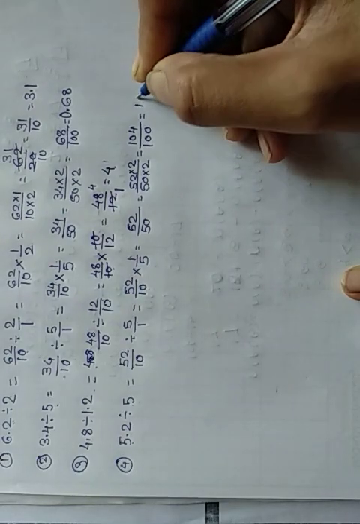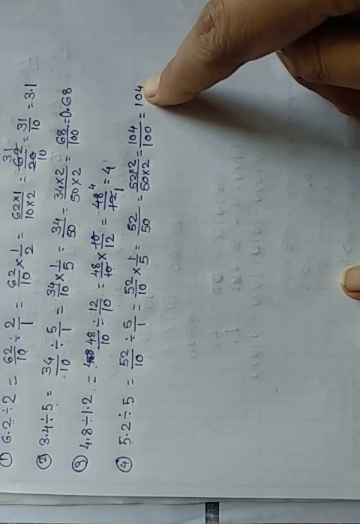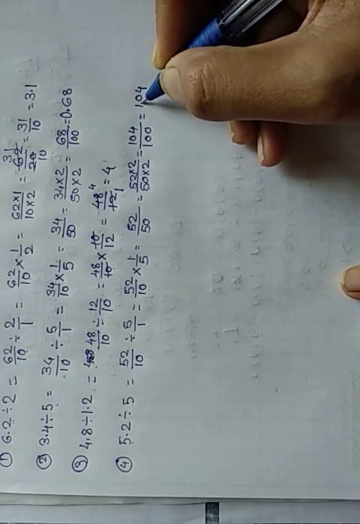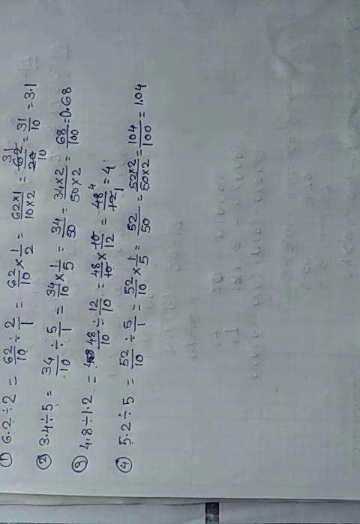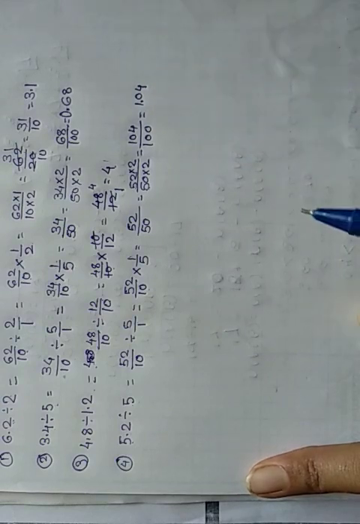So the answer is, write down 104 as it is. Here are two zeros, so leave 2 places from the back side, 1, 2, and give a decimal point here. So the answer is 1.04.